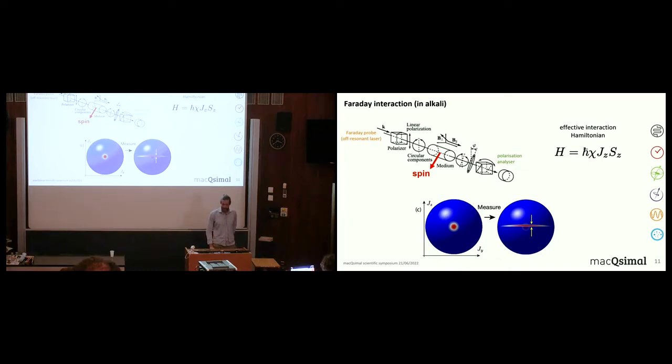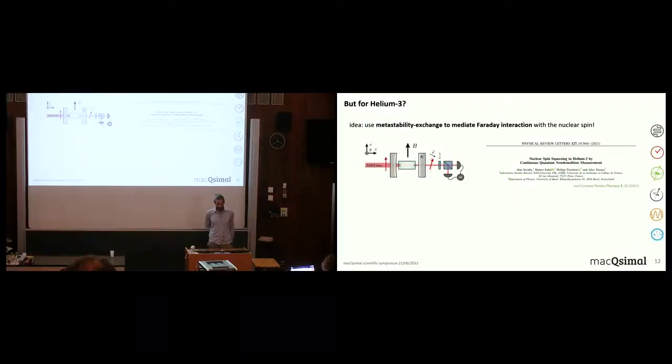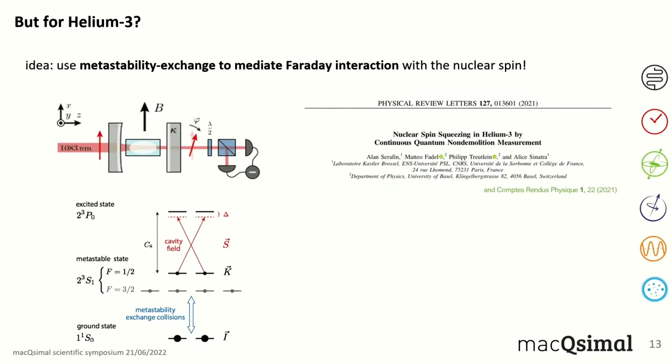So how can we now learn from this tool and apply this technique to helium, the nuclear spin in helium-3? So this is what we have been doing together with our collaborators in Paris, the group of Alice Sinatra. And what we have been considering is this setup in which there is a miniaturized cell full of helium-3 that is inside an optical cavity that enhances the interaction between light and the atoms. And then there is a polarization analyzer that looks at the shift or the rotation in the polarization of the light.